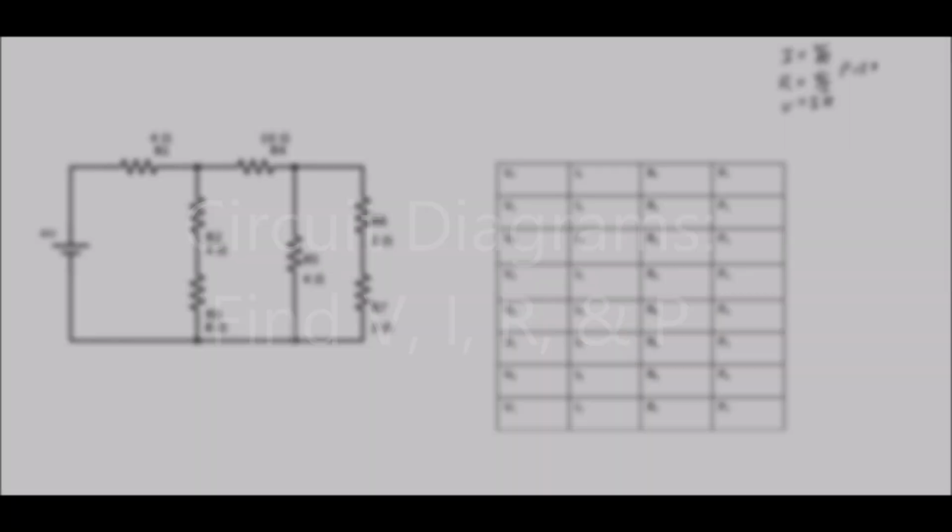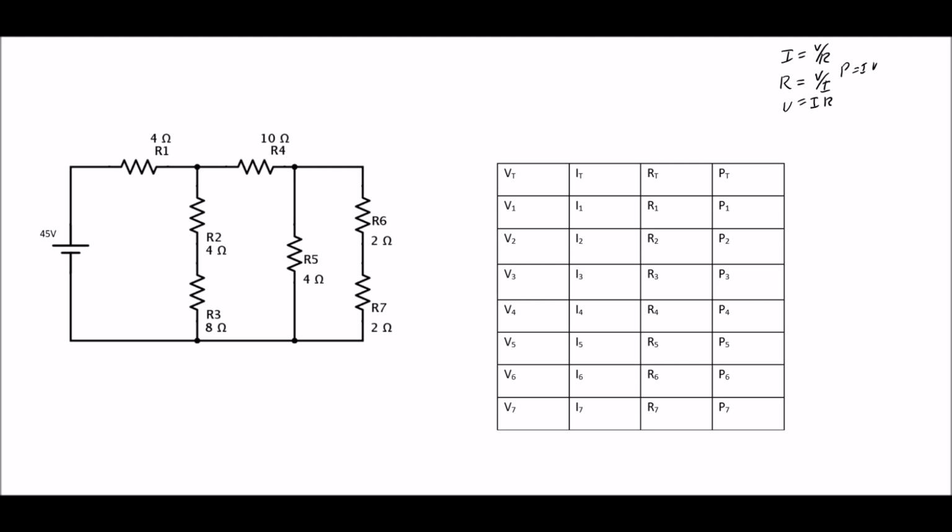So we have here a slightly more complicated circuit, and I've got my Ohm's law equations already written down here. So let's begin like we usually do with writing down what is given. So we have a 45 volt power source. Our first resistor is 4 ohms.